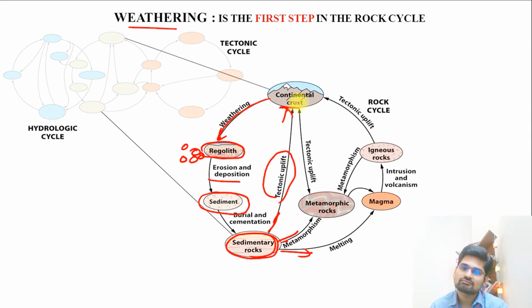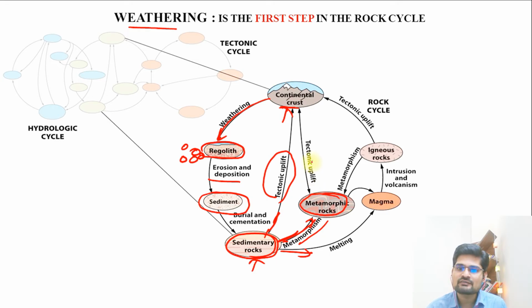Then again there is a rise of the mountain. So as we know, tectonic upliftment leads to mountain formation. So the entire Himalayan region, the Alps, all these young fold mountains are formed out of sedimentary rocks, that is one part. If this sedimentary rock is metamorphosed, that is the metamorphism process. So metamorphic rocks are formed, right?